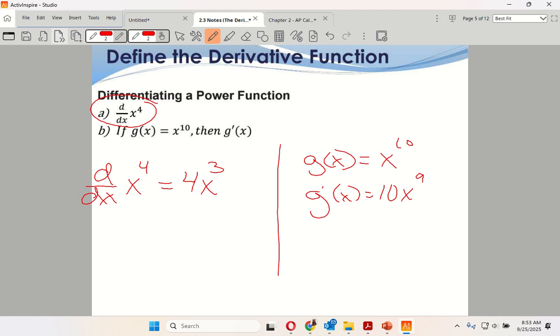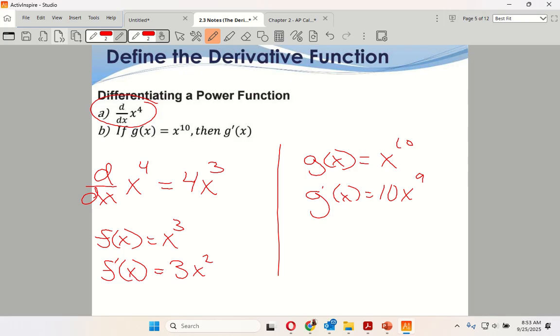Now, let's look at that problem that we were just having a problem with from the homework. Wasn't it f of x equals x cubed? Yeah. Then the answer was 3x squared. So f prime of x, 3x squared.